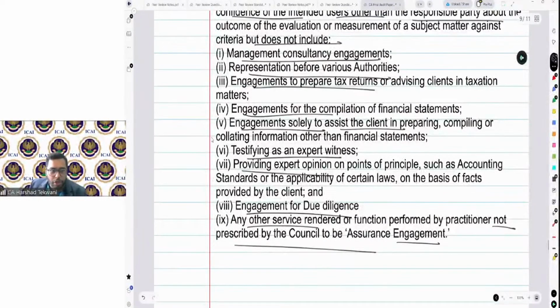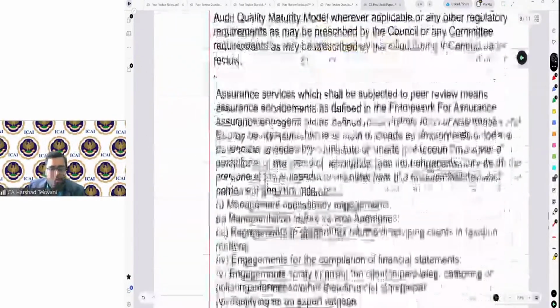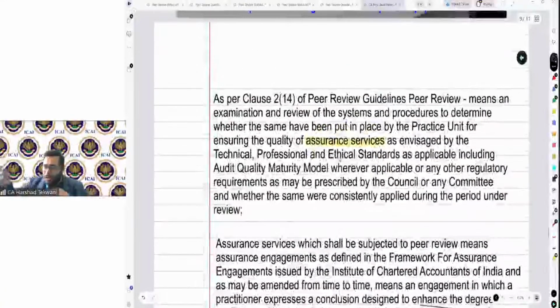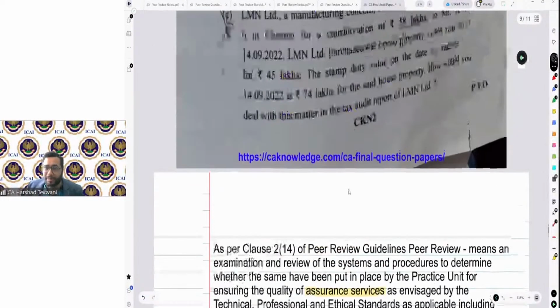So in the current case, they were talking about management consultancy engagement and representation before various authorities. But both of these are part of the exclusions. Management consultancy and representation before various authorities are excluded from assurance engagement. So you can then talk about the current case and conclude that this is not part of assurance engagement. Here you focus on assurance service and assurance engagement, and hence the selection done by the peer reviewer is not correct, or not within the scope defined under the peer review guidelines.